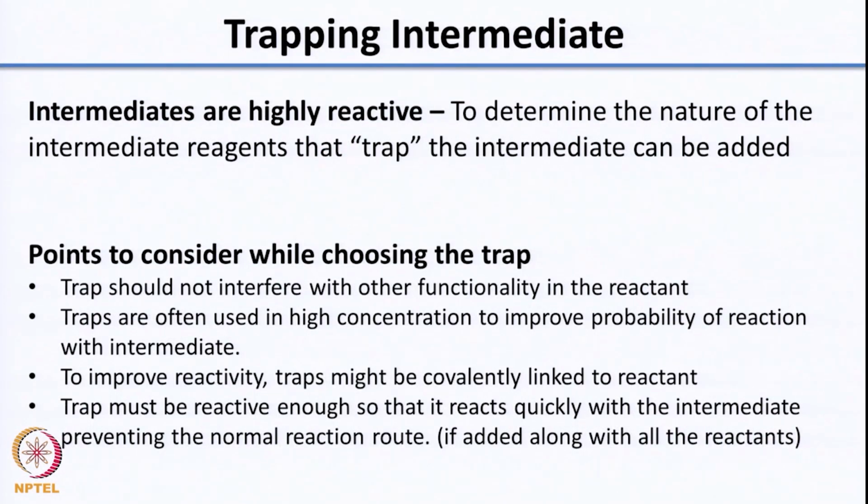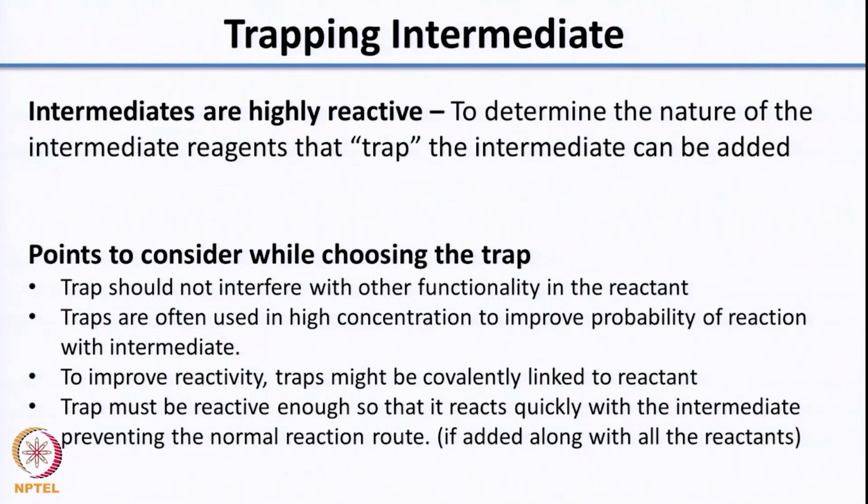So, points to consider while choosing a trap. Obviously, a trap would be something that would react with the intermediate. So, it should have an affinity with the intermediate, but the trap should not interfere with other functionality in the reactant. You cannot have a trap which would be reacting with other parts of the reactant, because that will again not give you good information. The other thing is, it might have to be used in higher concentration because you are trying to improve the probability of reaction of the trap with the intermediate. See, you have your reaction going.